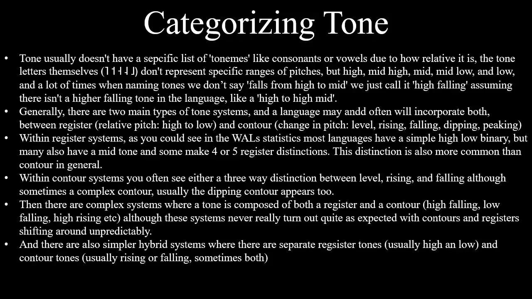There are two important distinctions within tone, register and contour. Register is essentially how high or low in pitch the tone is relatively. Most languages with tone register systems make a simple distinction between high register and low register, but sometimes you get a mid-register or even 4 to 5 registers. Notably, register is a fair bit more common than contour because it's generally simpler and also has more ways to develop, which I'll get into later.